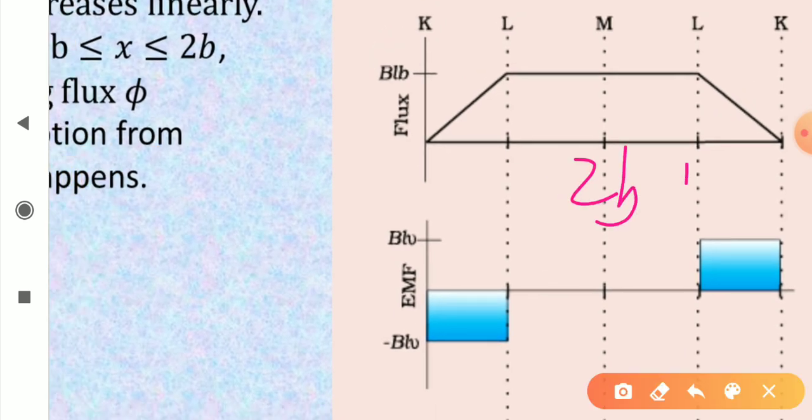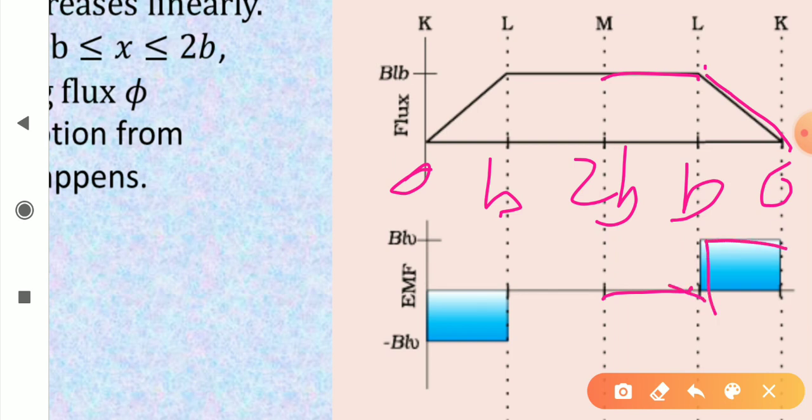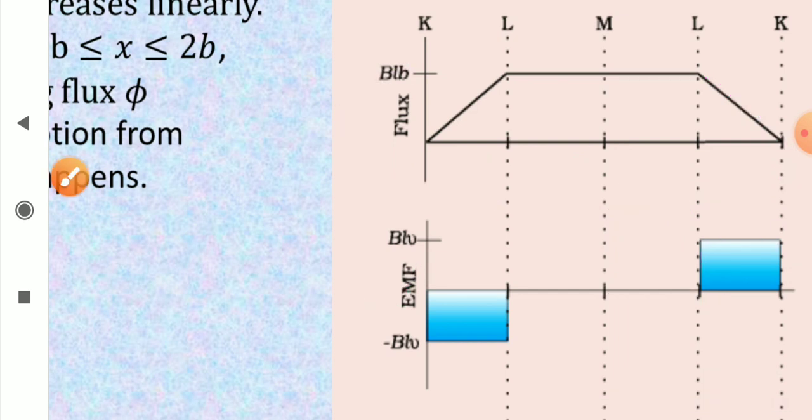2B and B, while coming inwards, the flux is constant, EMF is 0, and between x is equal to B to 0, see, x is equal to 0 to B. So, when this flux is decreasing linearly, the induced EMF will be plus BLV, it will become constant. So, these two are the graphs for induced EMF and flux.